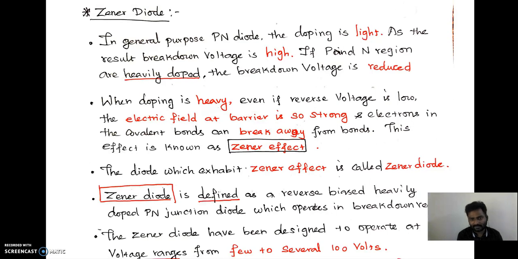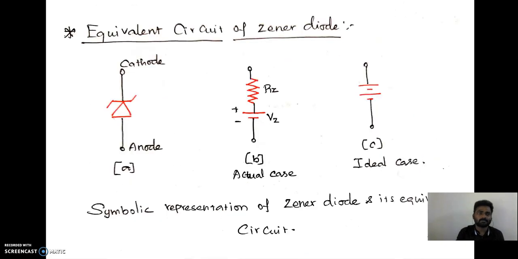A Zener diode is defined as a reverse biased, heavily doped PN junction diode which operates in the breakdown region. That is, when a heavily doped PN junction diode operates at the breakdown region, it is termed a Zener diode. The Zener diode has been designed to operate at voltages ranging from a few volts to several hundred volts. It can operate from 2 to several hundred volts.